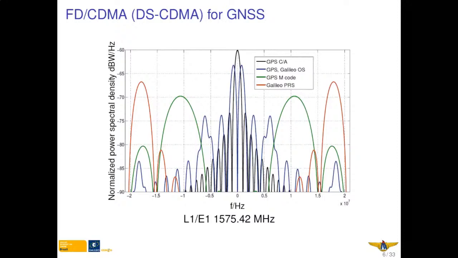Then we have in blue the new open service of GPS, the L1C signal, and the open service of the Galileo system. This you also may already use in your phone if you have a newer model. And then we have in green the new GPS military service, which is called M-Code, and the public regulated service of Galileo in red.